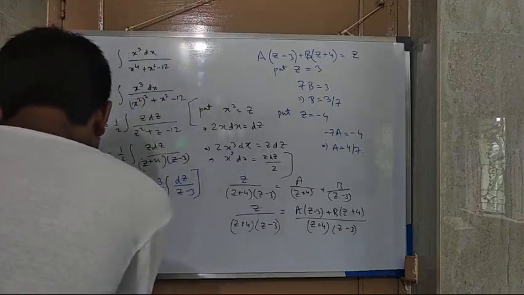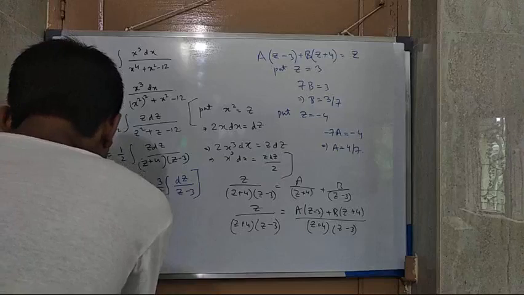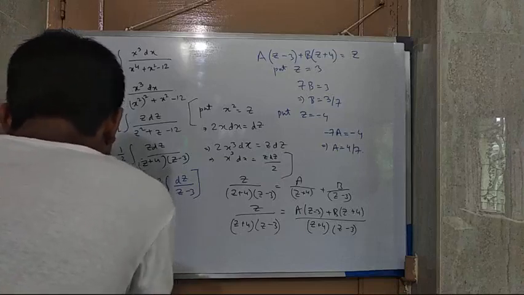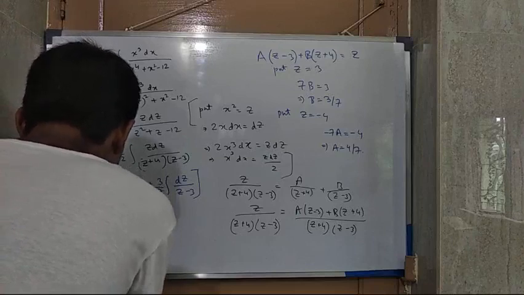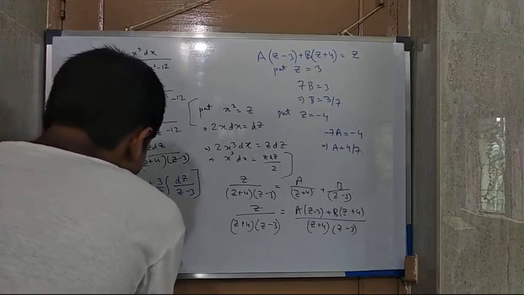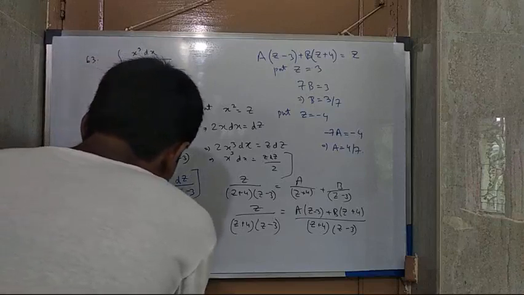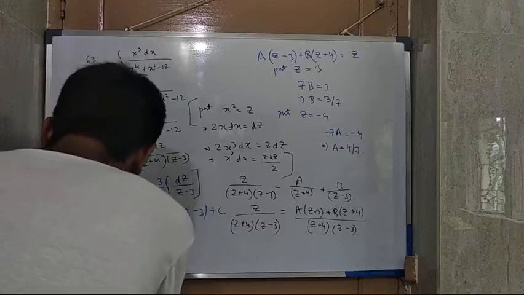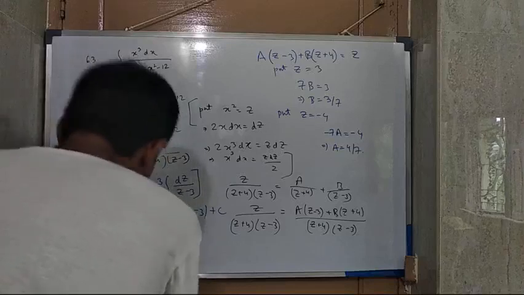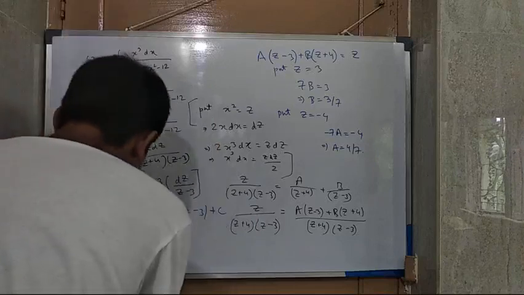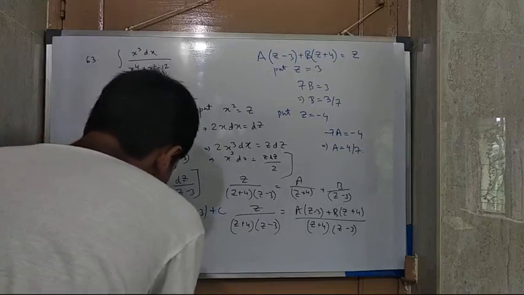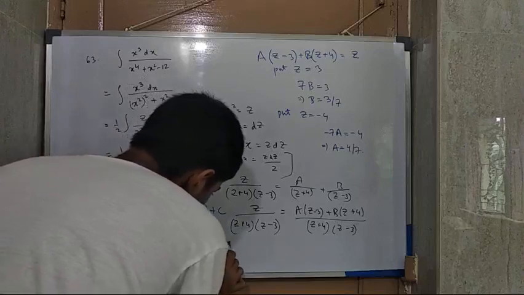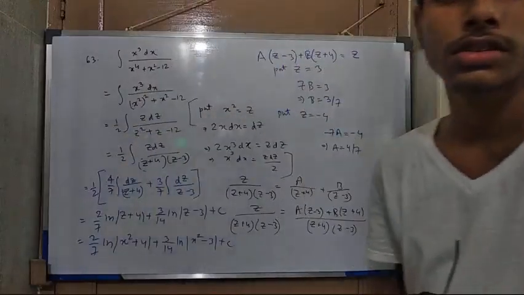Now let's multiply the half. So this is actually 2 by 7 ln(z plus 4) plus 3 by 14 ln(z minus 3) plus c. What is z? z is x squared. So it is 2 by 7 ln(x squared plus 4) plus 3 by 14 ln(x squared minus 3) plus c. So this is our answer for the 63rd question.